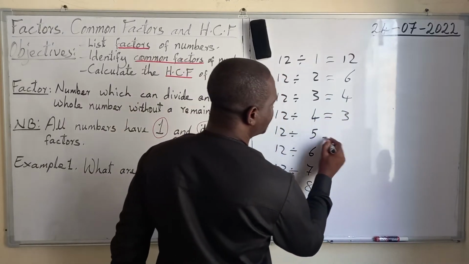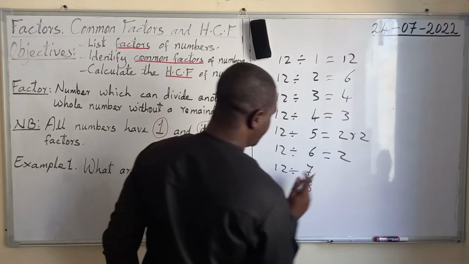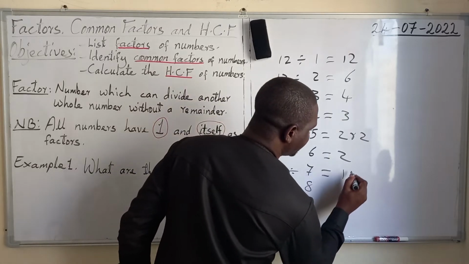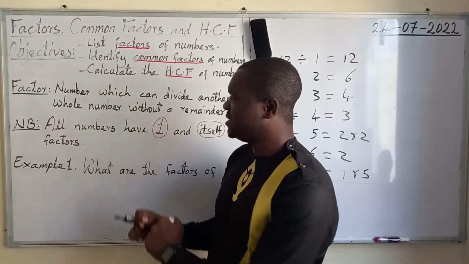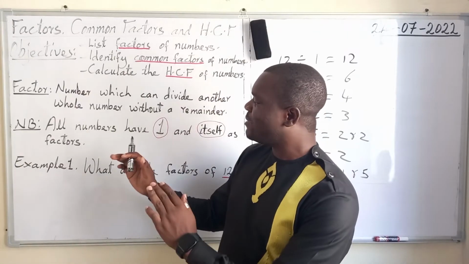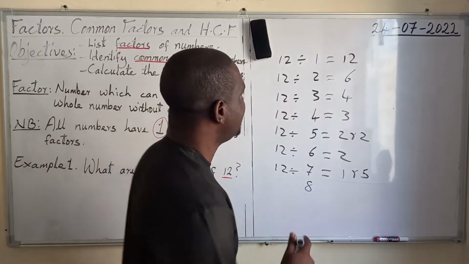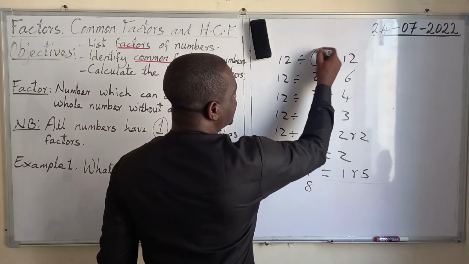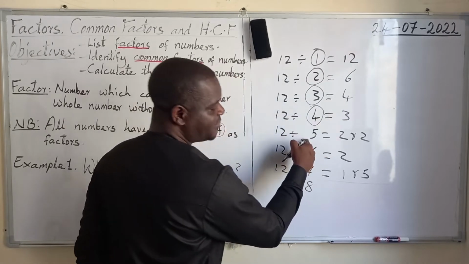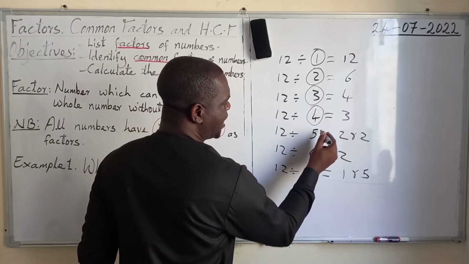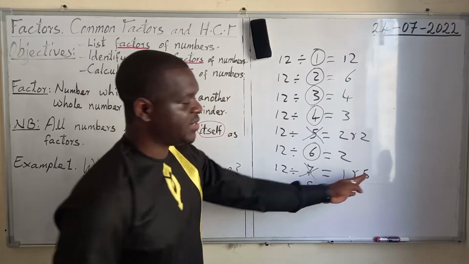12 divided by 5 will give 2, remainder 2. 12 divided by 6 will give 2. 12 divided by 7 will give 1, remainder 5. Let's just end at this level. We have said here that factors of a number are numbers that will divide a given number without any remainder. So if you look at this, you will realize that 1 divides 12 without any remainder, 2 equally, 3, 4, 5 does not because there is a remainder here. So 5 is not there. 6 will divide without the remainder. 7 is not because there is a remainder.